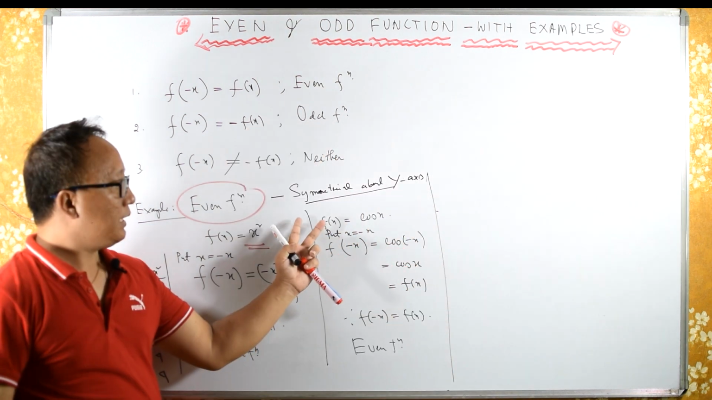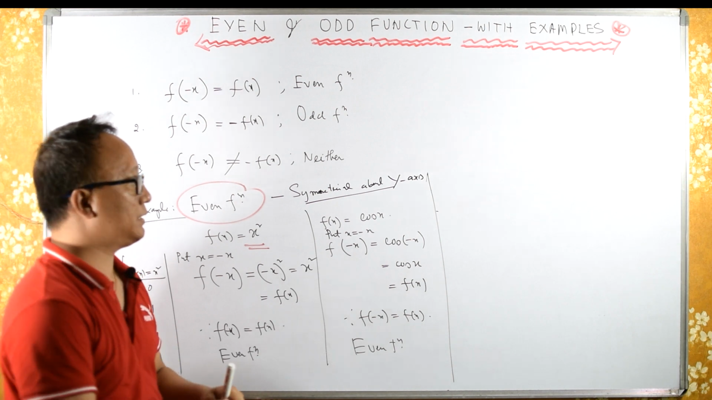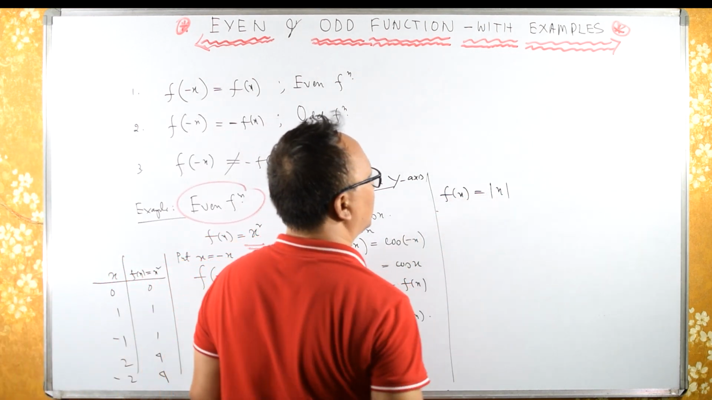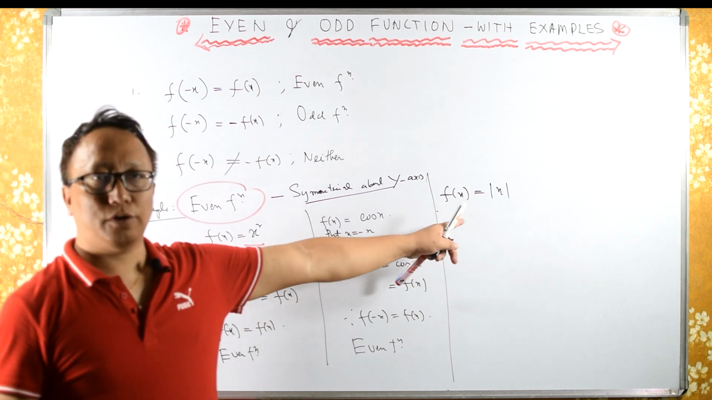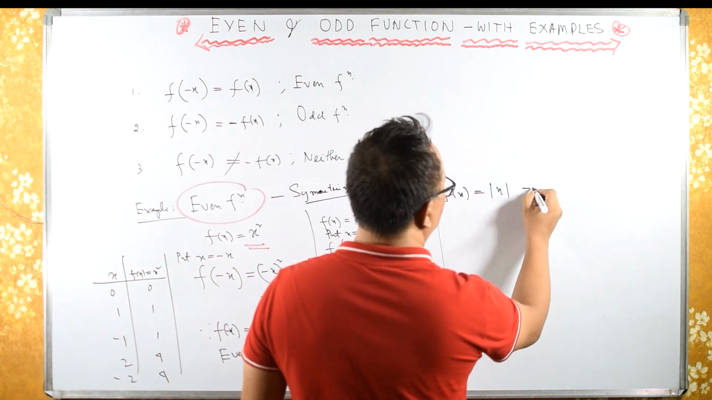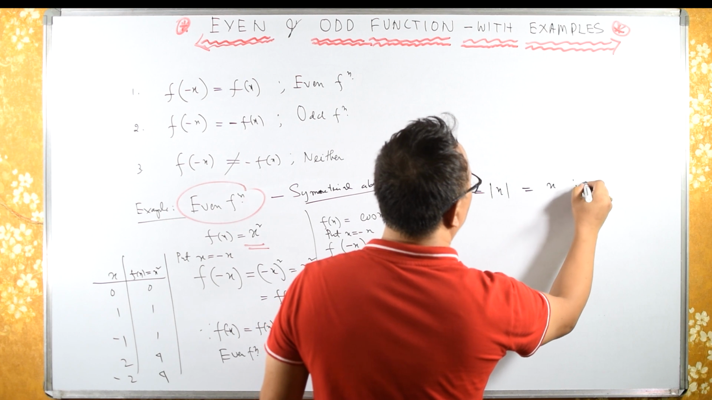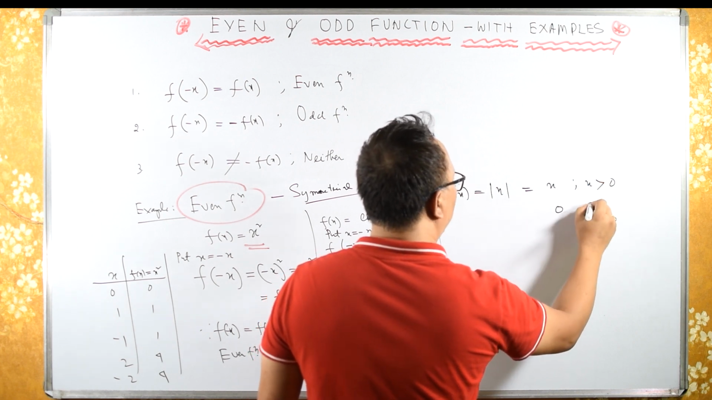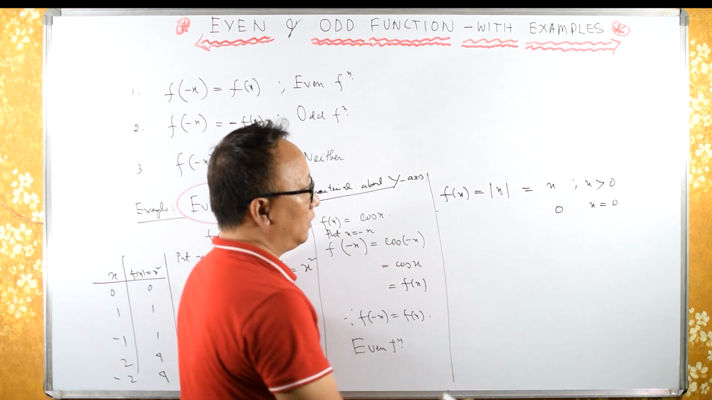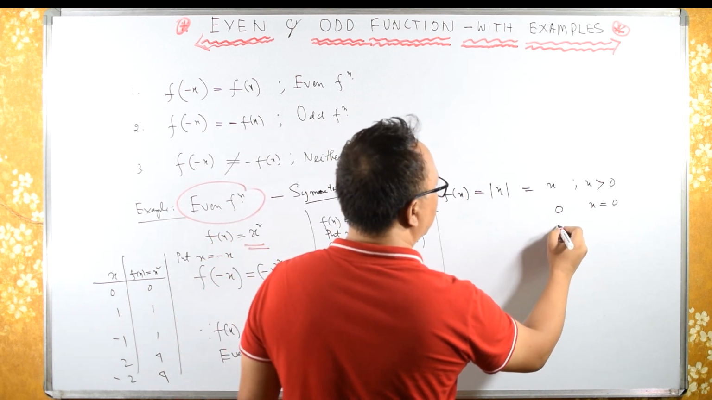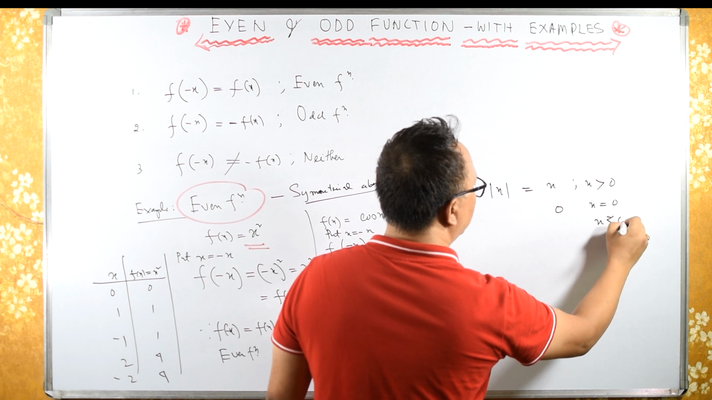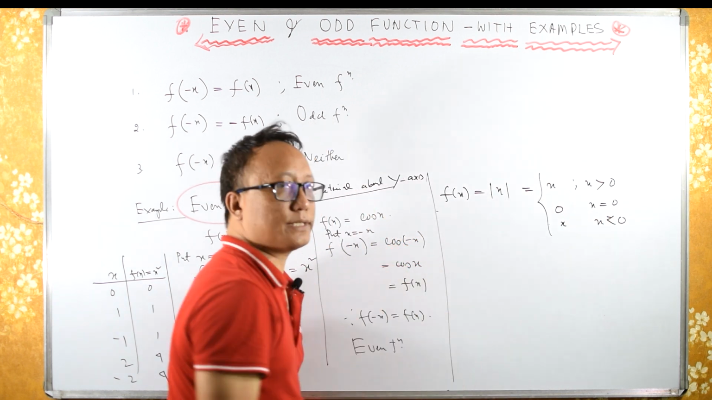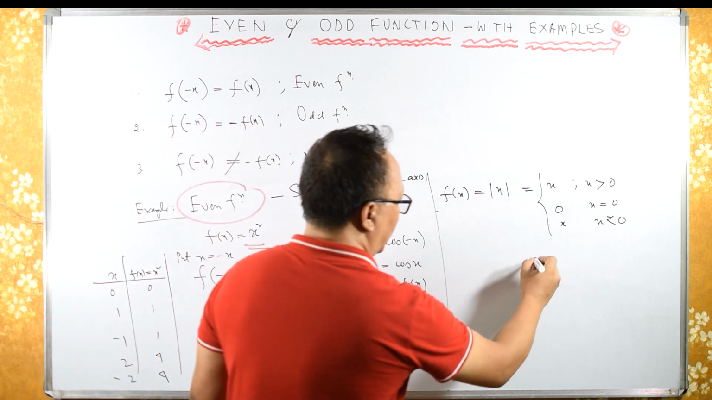Let's take another example for even functions. Say f of x equals mod of x. You know what mod of x is? Mod of x is x when x is greater than 0, it is 0 when x equals 0, and it is minus x when x is less than 0. Therefore minus of minus x also becomes x.